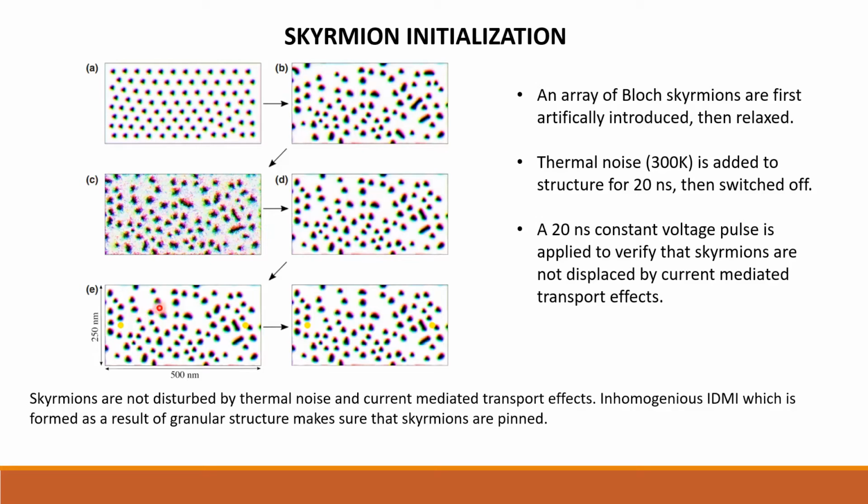And to check the volatility of the Skyrmions in the presence of spin torque, at 20 nanoseconds, a constant voltage pulse is applied to verify that Skyrmions are indeed not displaced. And they concluded that Skyrmions are not disturbed by thermal noise and current-mediated transport effects. And this fact is attributed to the inhomogeneous IDMI, which is formed as a result of the granular structure.